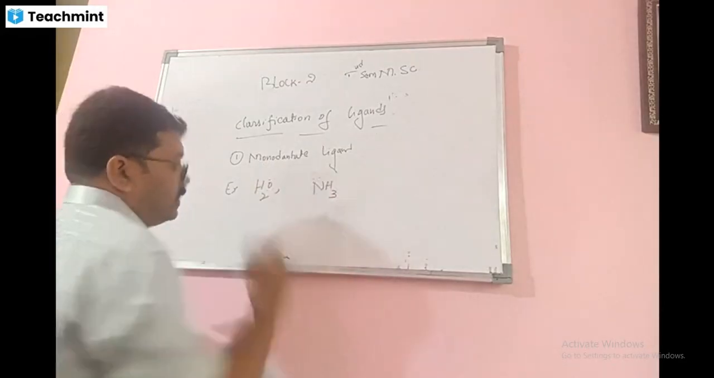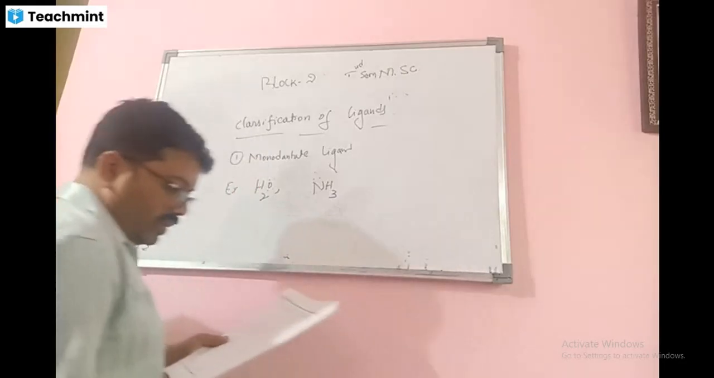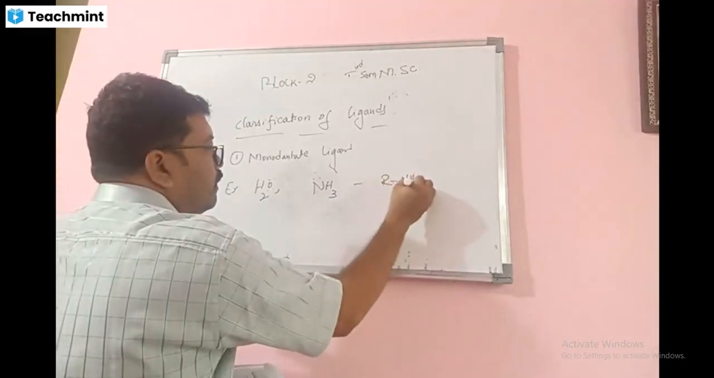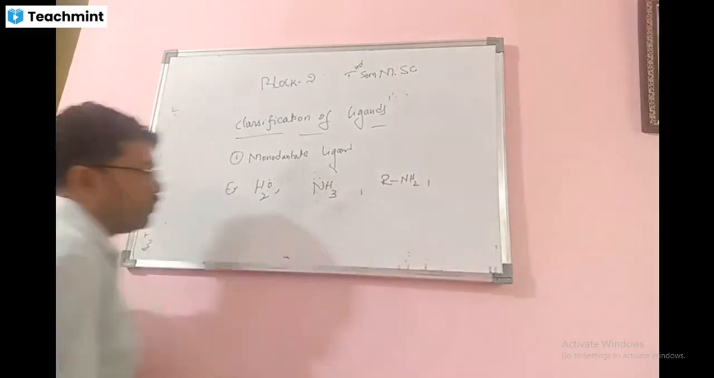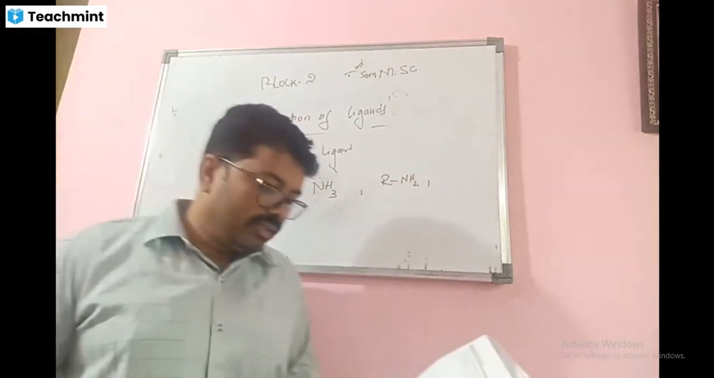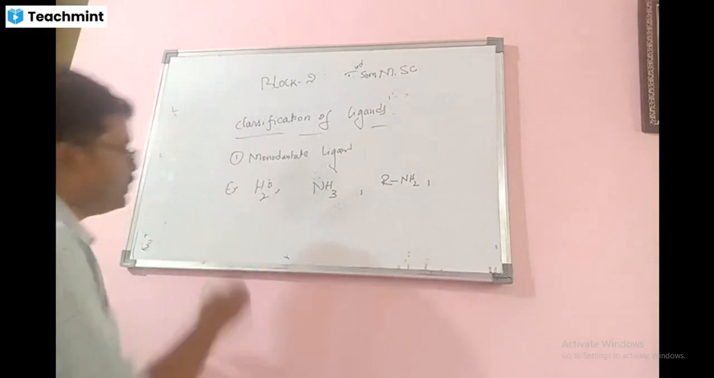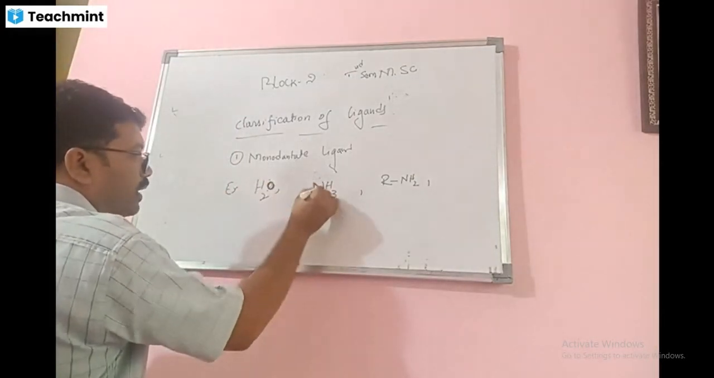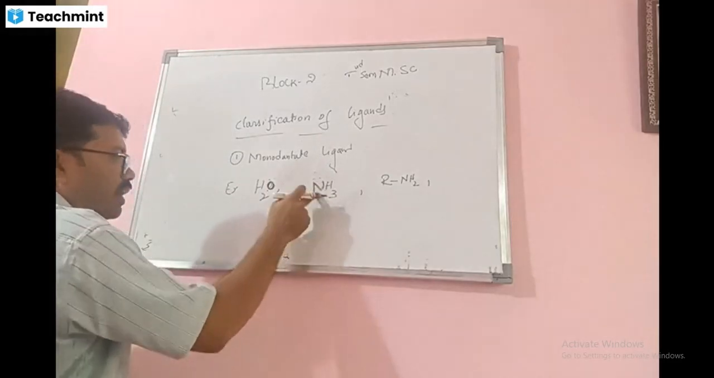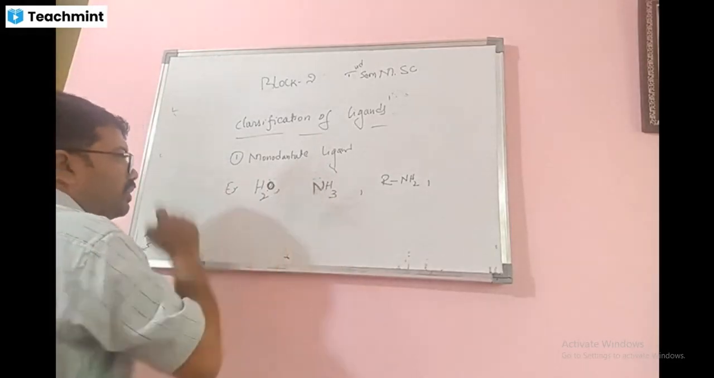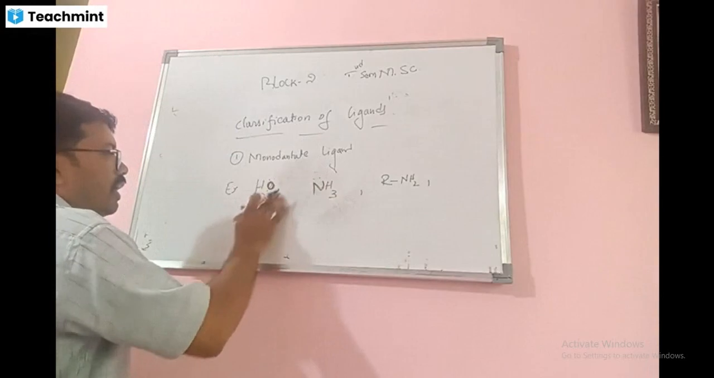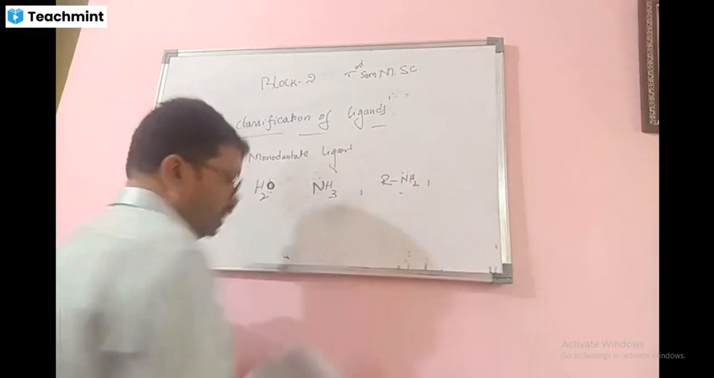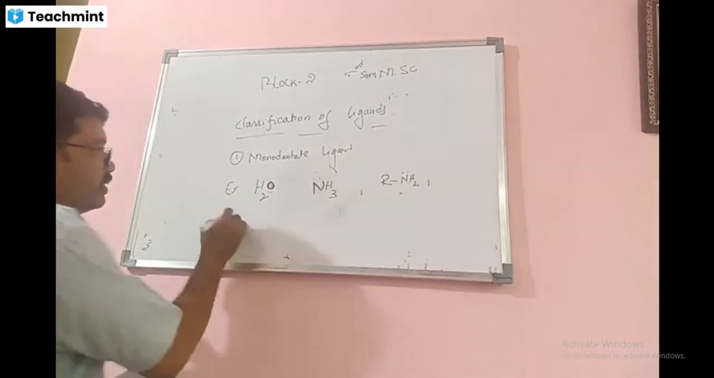So there is ammonia, and primary amines. It has only one capacity, only one donor atom. In ammonia, the only donor atom is nitrogen. In water, the only donor atom is oxygen. Oxygen is donated here. So then bidentate.